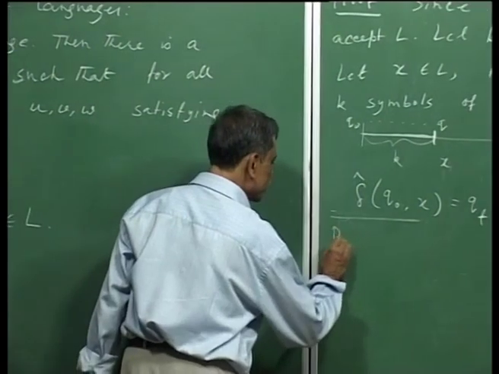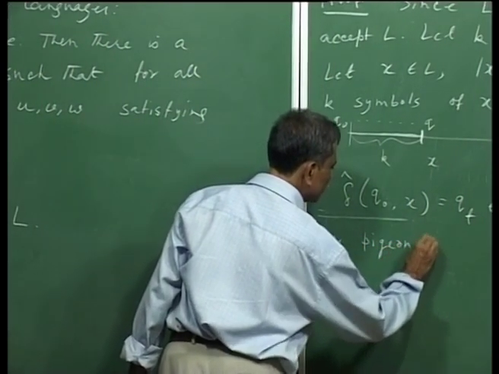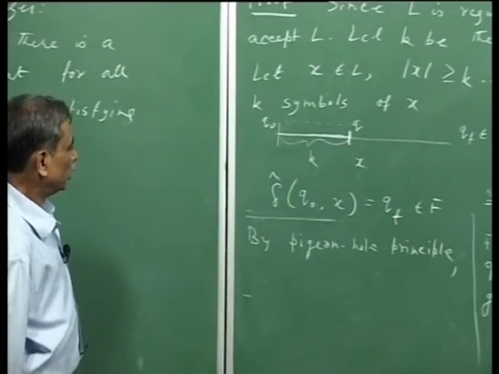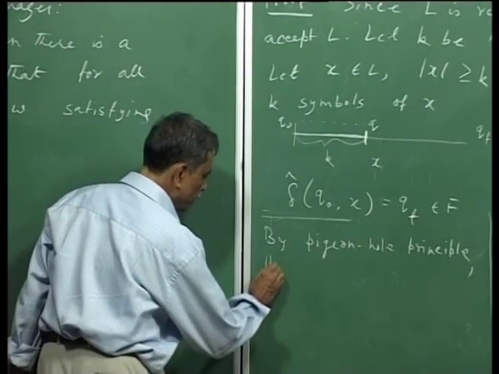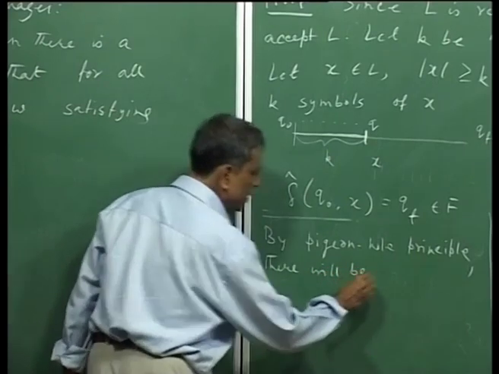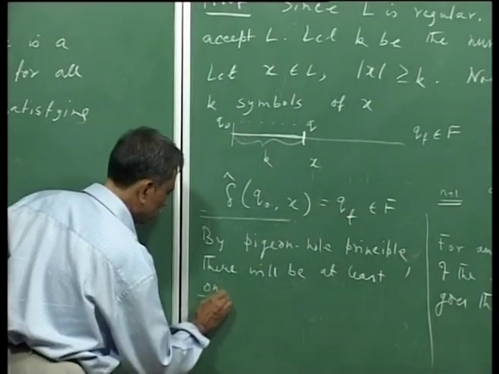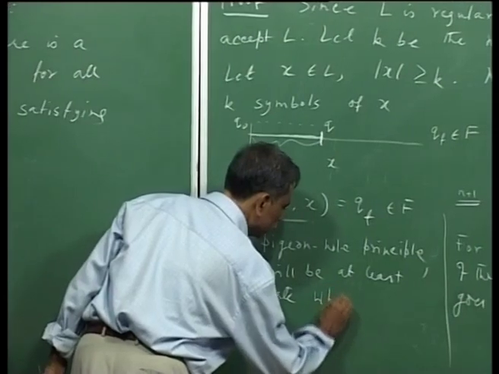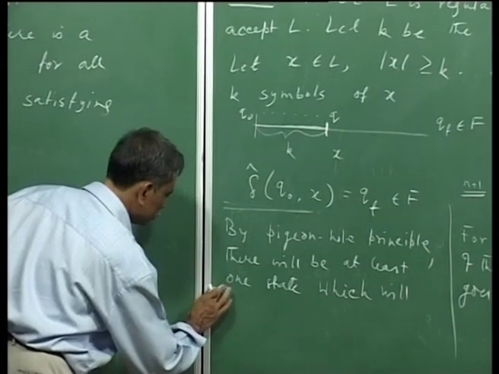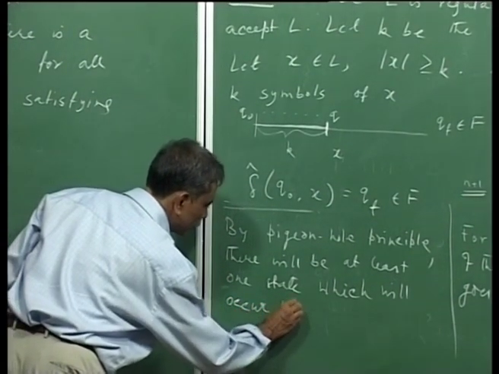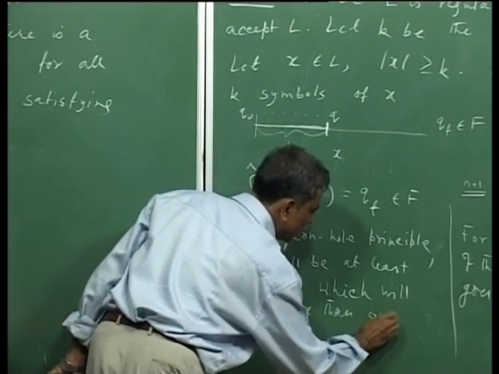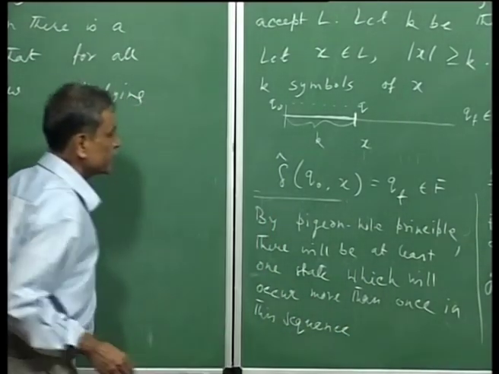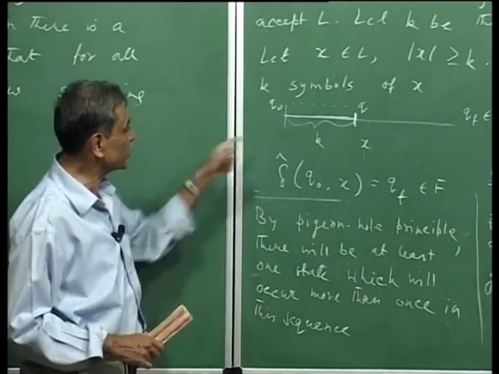Therefore, by pigeonhole principle, there will be at least one state which will occur more than once in this sequence. Which is the sequence we are talking of? The sequence of states the machine goes through on the first k symbols of the string x.